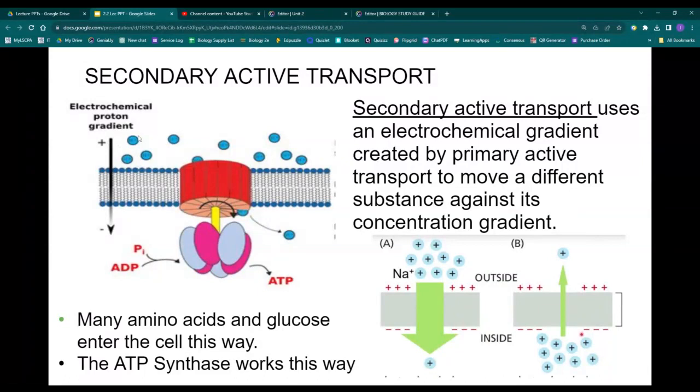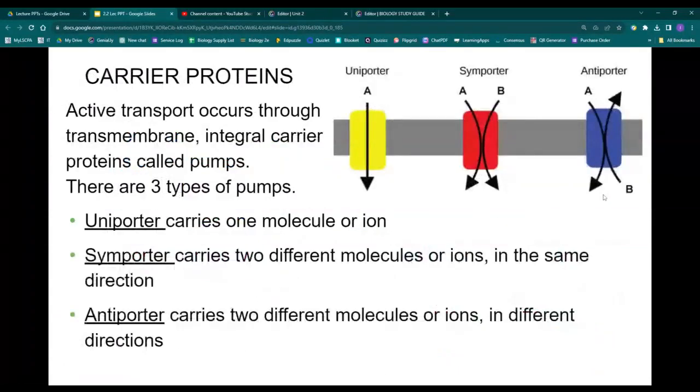So we created the electrochemical gradient and pumped all of these protons up here just so that they could flow back through and power this engine to create more ATP. That is secondary active transport.